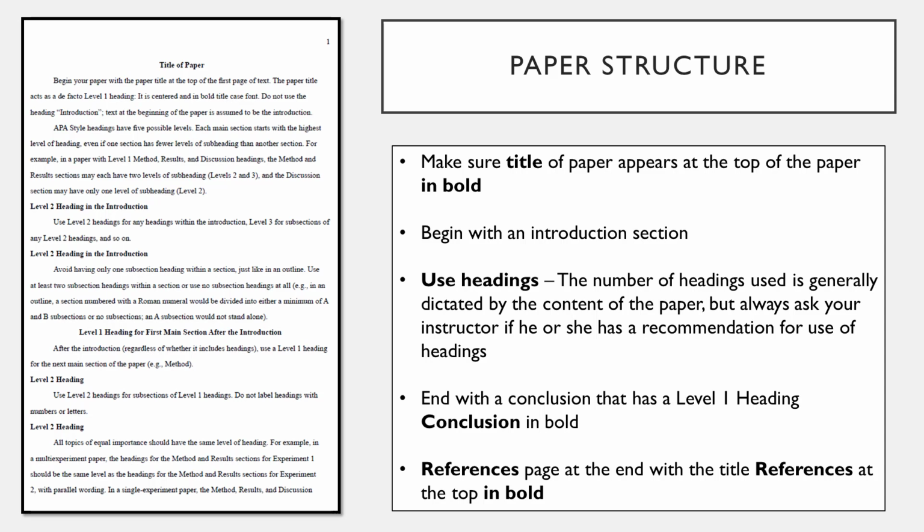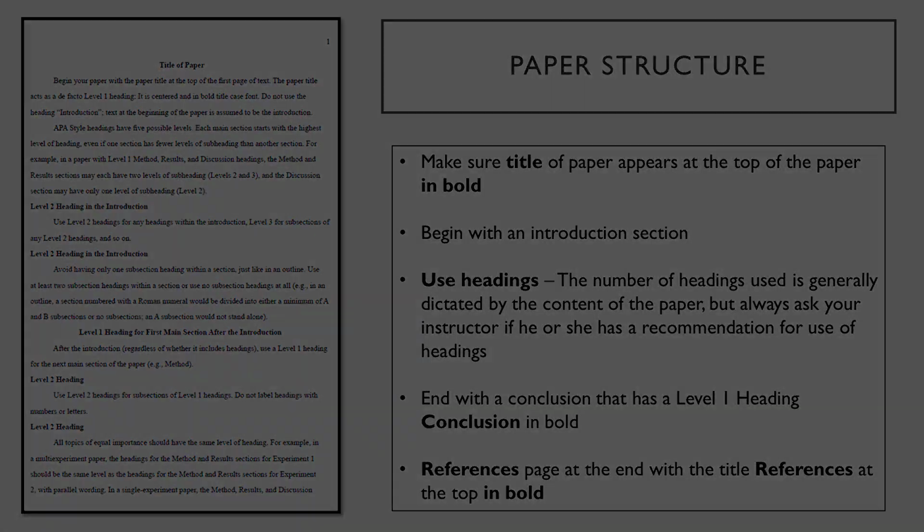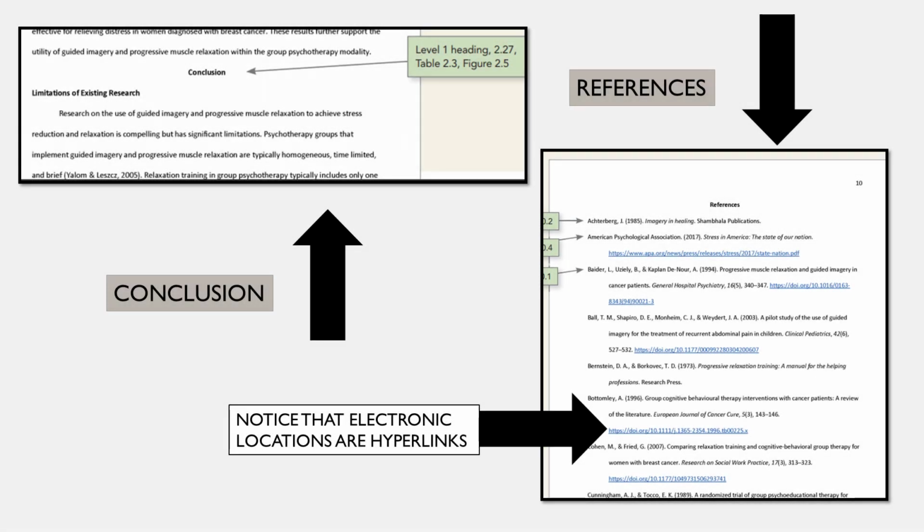Then you'll have an introduction section, and topic sections will be organized using headings. The number of headings is dictated by the content of your paper, but generally you can have anywhere between 1 and 4 level headings. You will end with a conclusion, and that will be followed by the references page at the end, and the title References will be at the top in bold. Keep in mind that electronic locations are hyperlinked. Make sure that URLs and DOIs have the hyperlink on the references page.